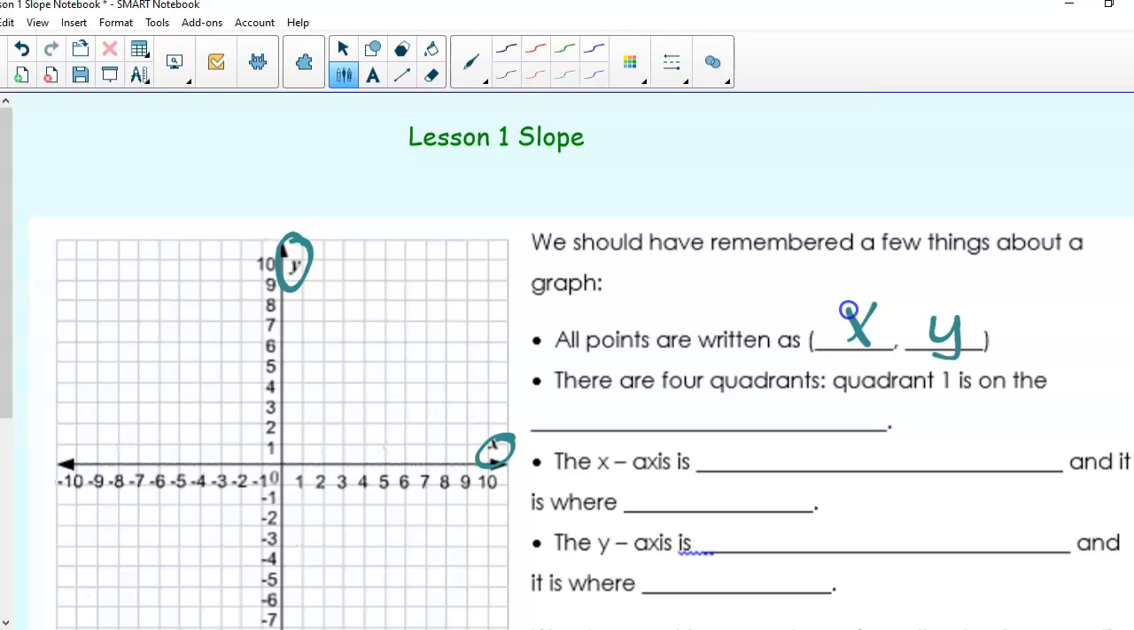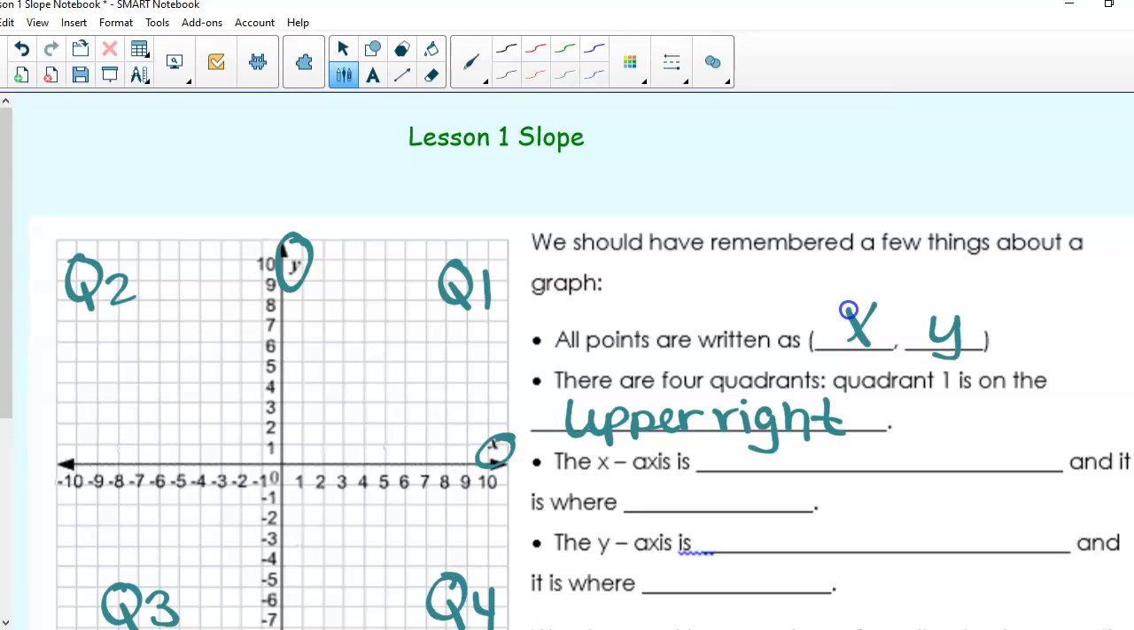There are 4 quadrants in your graph. Quadrant 1 is on the upper right. So we have quadrant 1, and then we go counterclockwise all the way around. So this is quadrant 2, quadrant 3, and then quadrant 4.